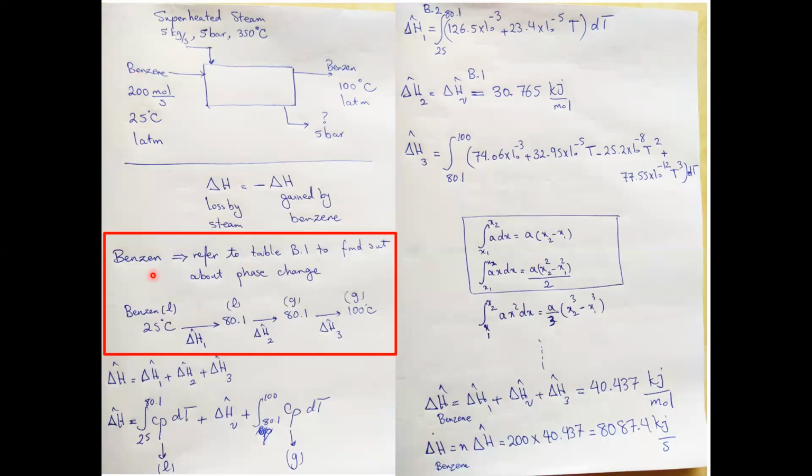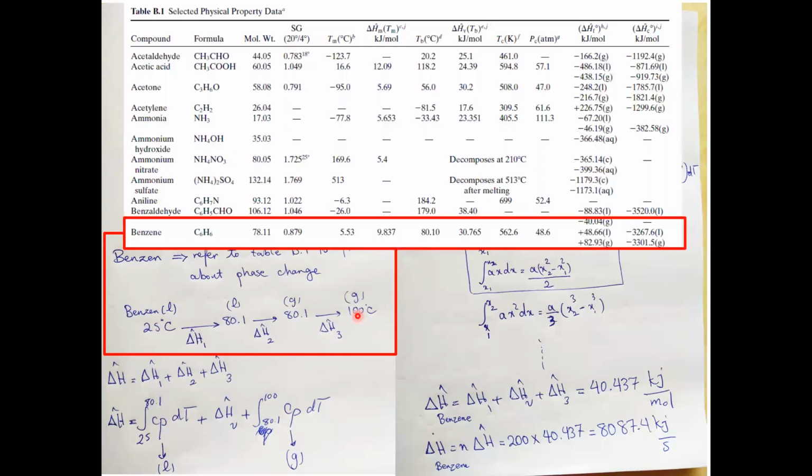To be able to calculate the changes of the benzene from this stage to that stage, we have to know how benzene changes, right? So for this data, you have to go to table B1. In table B1 of your book, it already mentions the physical properties of different compounds, right? For example, in our case, benzene, it shows the compound, the formula, the molecular weight, right?